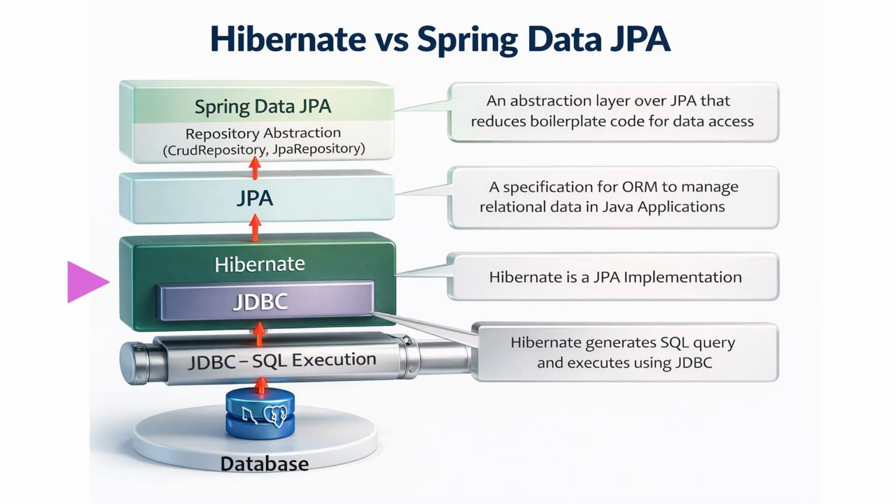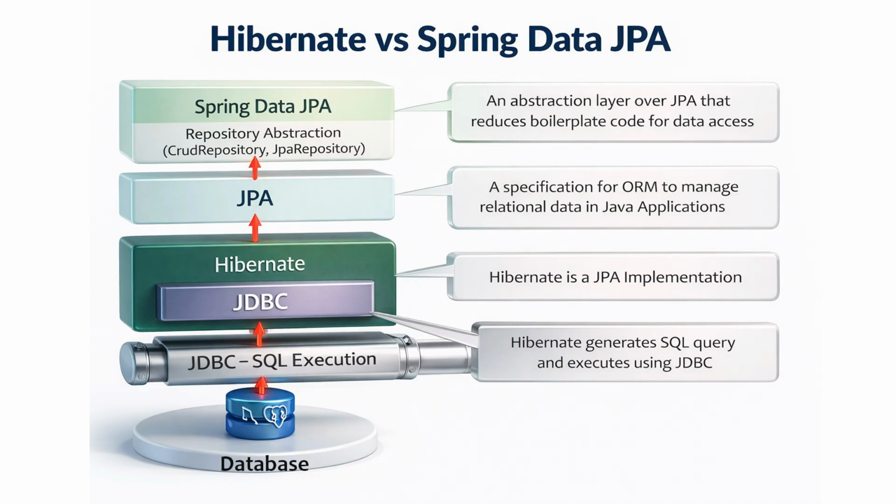the database. Here, JDBC is the Java standard API for database connectivity. Hibernate uses JDBC internally to open a connection, create the prepared statement, bind the parameters, and execute SQL statements, then receives the result set object. Actually, we are not required to write JDBC code when using Spring Data JPA.